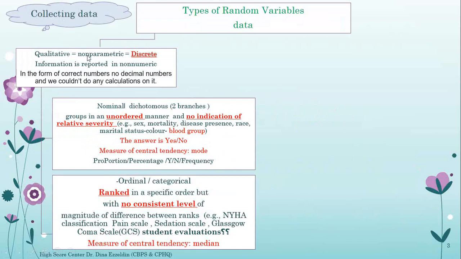The second type under qualitative data is ordinal or categorical data. With ordinal data, we can order the data and rank it in a specific order, like scales: the NEHA scale, sedation scale, Glasgow coma scale. So if we see the word scale, automatically we will say that the type of the data is categorical or ordinal data. The measure of central tendency is the median, and we will talk about this in the next slides.